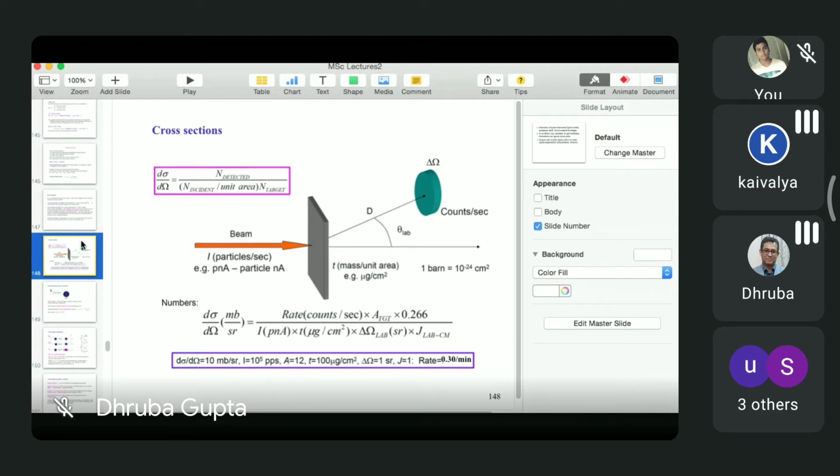Acha, now I understand? Got it. Yeah, yeah. So it depends upon the area of the detector, the opening area of the detector. Yes, sir.